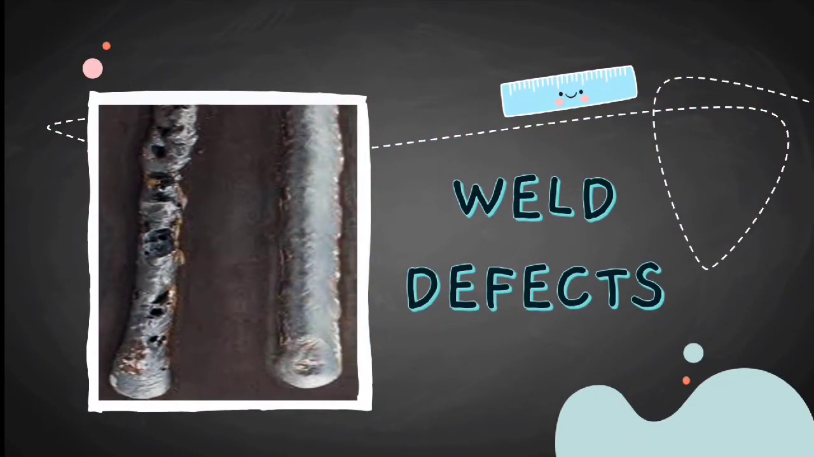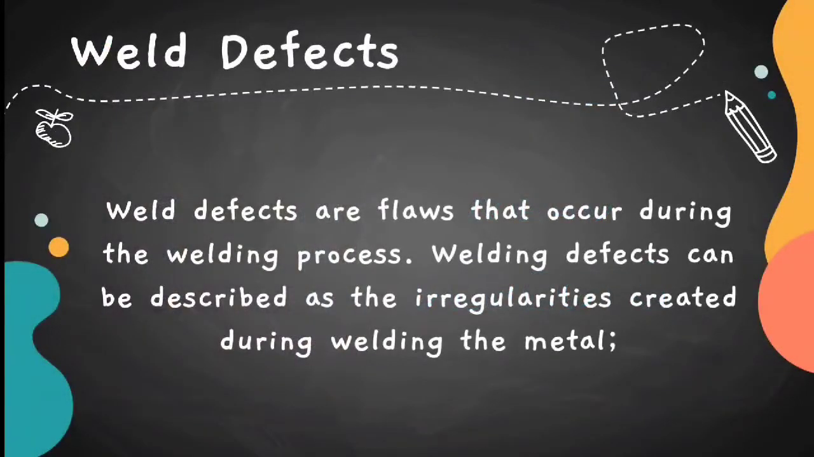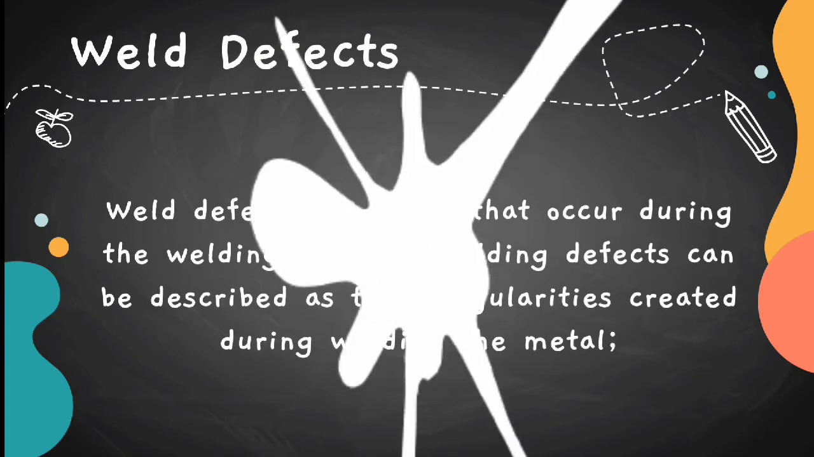First of all, what is weld defects? Weld defects are flaws that occur during the welding process. Welding defects can be described as the irregularities created during welding the metals.